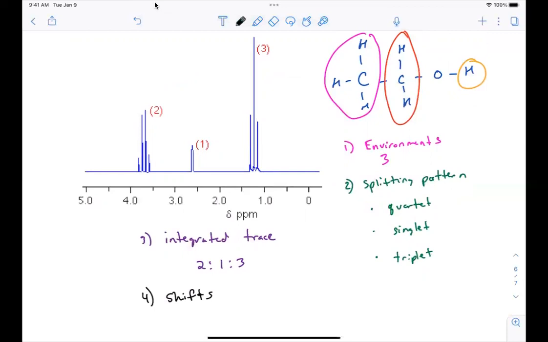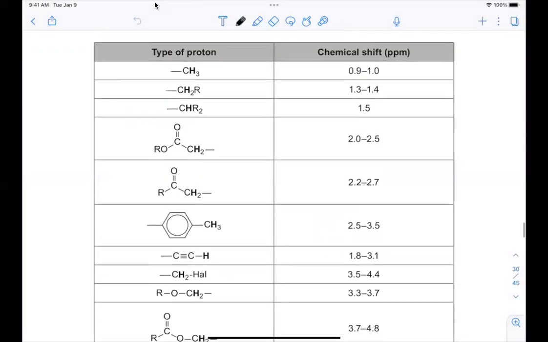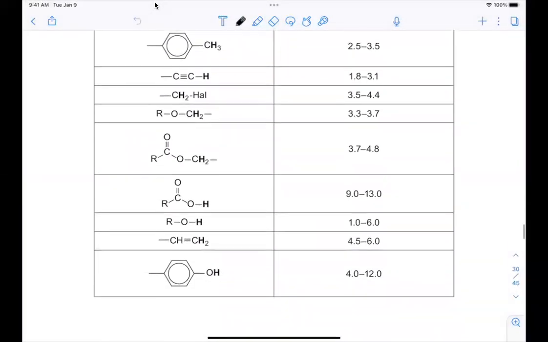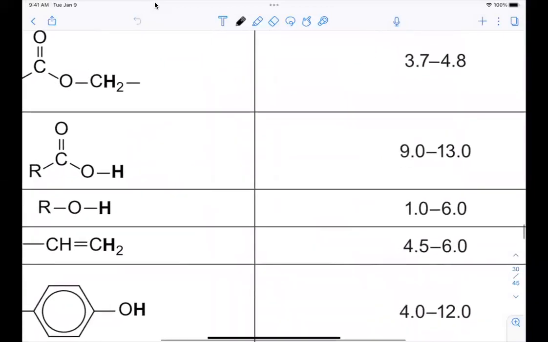So this H must be this OH here. This one must be the CH2, and this one must be the CH3, based on number of hydrogens in each environment. So we look at our chart here. We look at OH. OH goes from 1 to 6. Is that singlet in between 1 and 6? It was at 4, so that's correct.